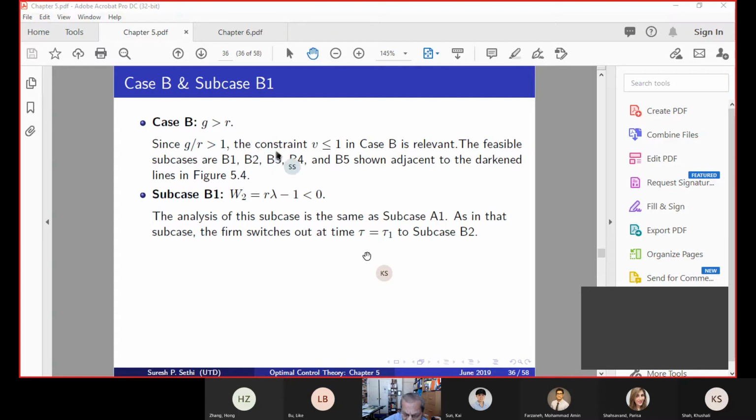Remember, R is bigger than rho. So this firm has an ability to invest $1 and earn more than what the stockholders want. So unless something else happens, this company will grow as much as it can. So if it is allowed to grow at rate G, it will grow at rate G.